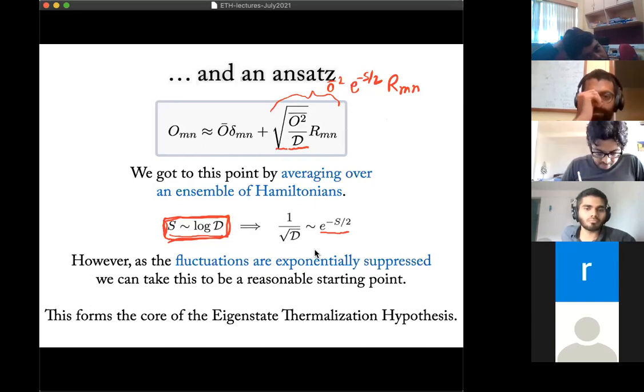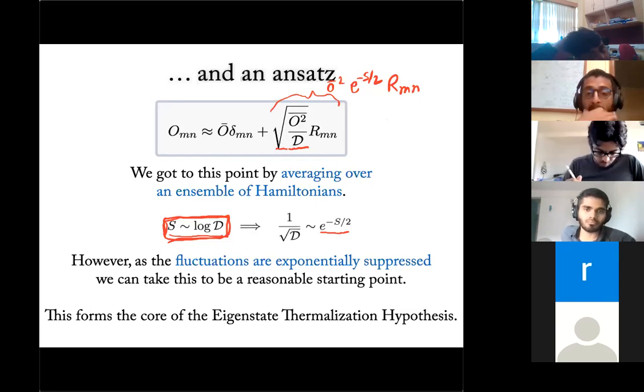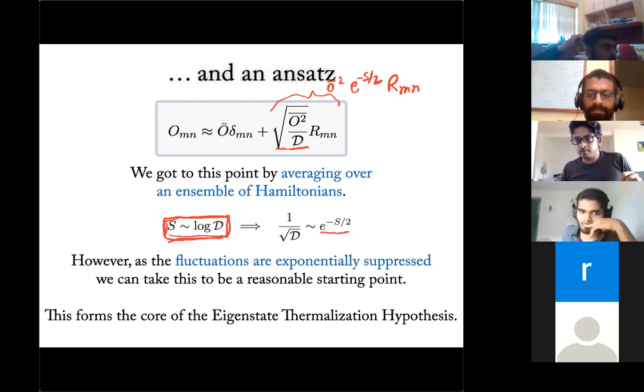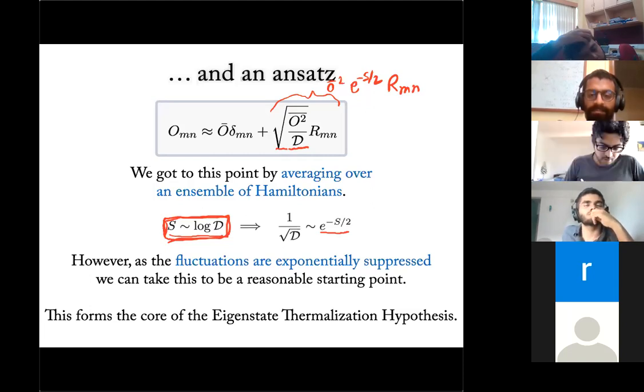And this ansatz over here, once you write this in terms of the entropy, this is very close to ETH. This actually forms the core of the Eigenstate thermalization hypothesis. But we saw over here that there is a very explicit way to arrive at it, because we started with the random matrix, looked at its eigenvectors, then we considered an observable O, and then we looked at the matrix elements of this observable in the basis of energy eigenstates. And from there, we arrived at this.